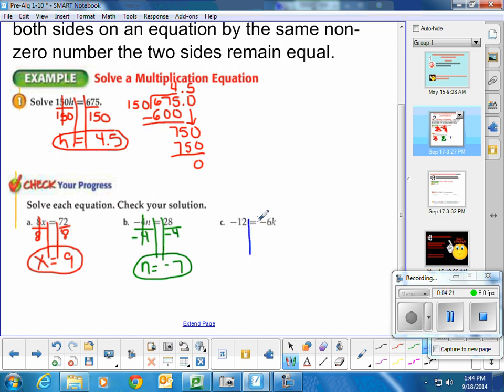Now don't let this last one fool you. Just because they've switched the sides, it doesn't switch what you're doing. Your goal is still to get the k by itself, so you want to get rid of this negative 6 or make it become a 1k instead of negative 6k. In order to get 1k, we'd want to divide both sides by negative 6.